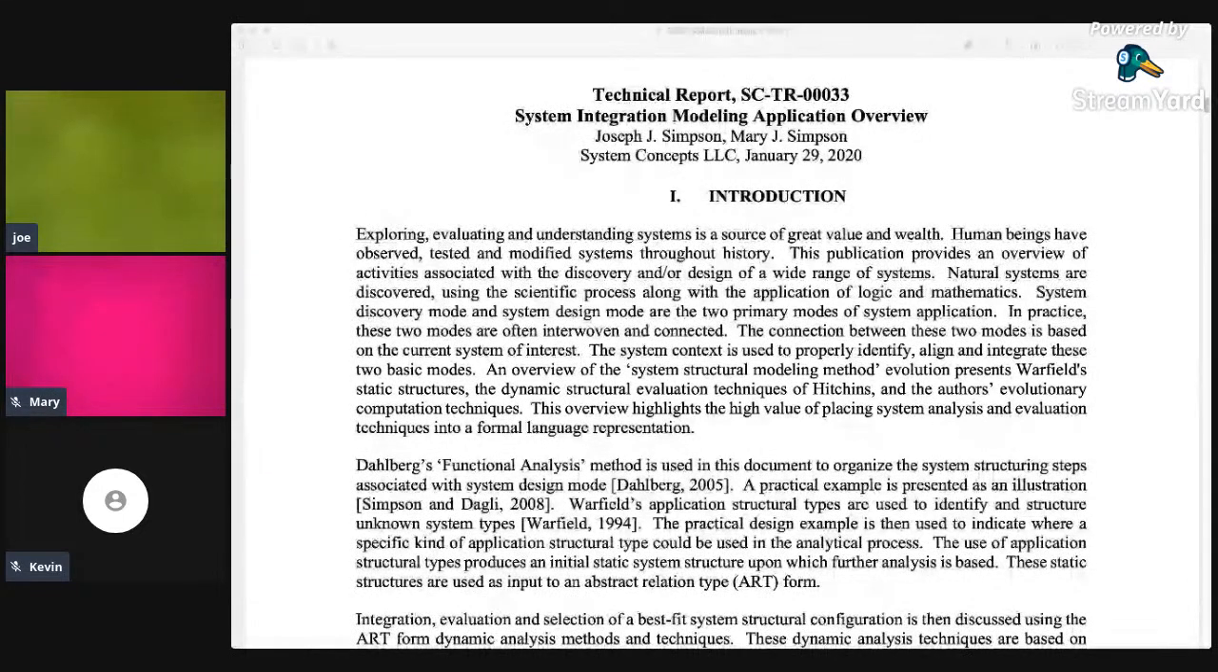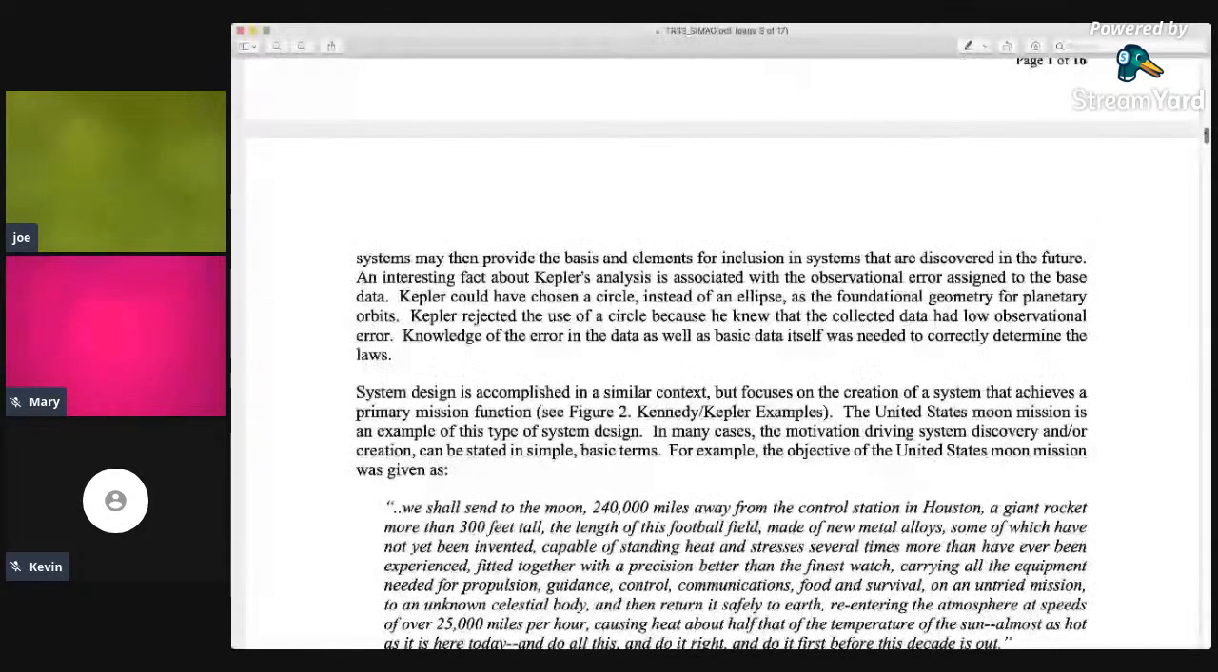So in this specific paper, we talk about the difference between the systems mode of discovery and the systems mode of design. We talk about Kepler discovering the solar system, reducing that specific mathematical set, taking the data and creating the laws of planetary motion. And then we talk about Kennedy with the idea of actually putting a man on the moon.